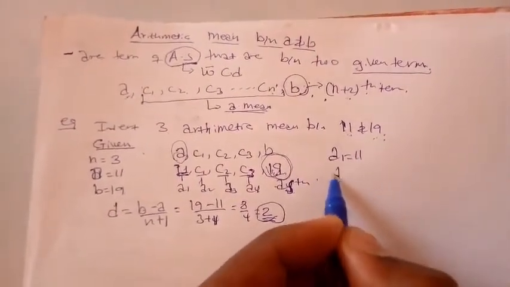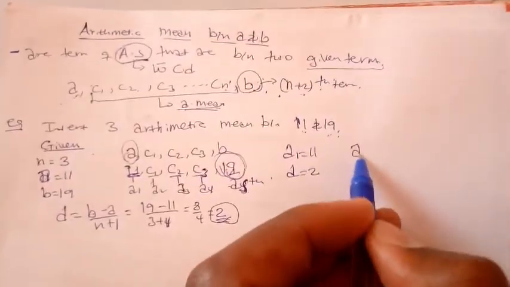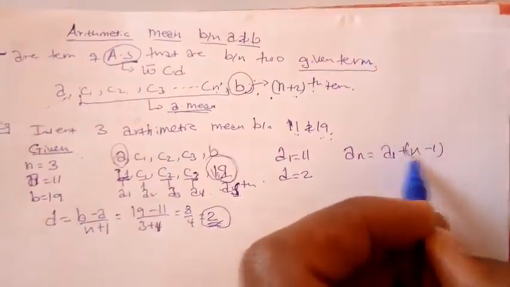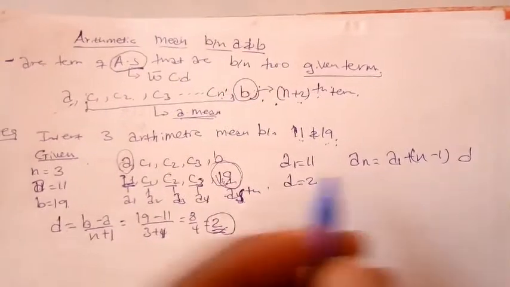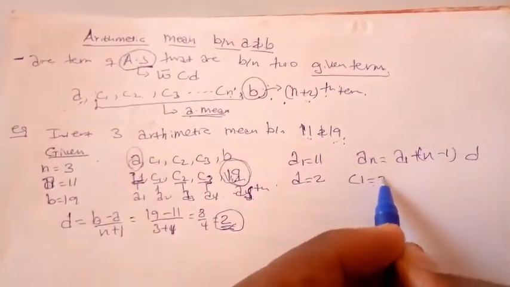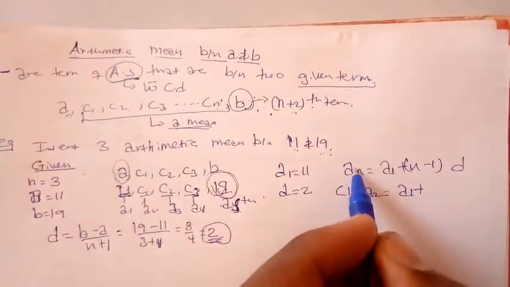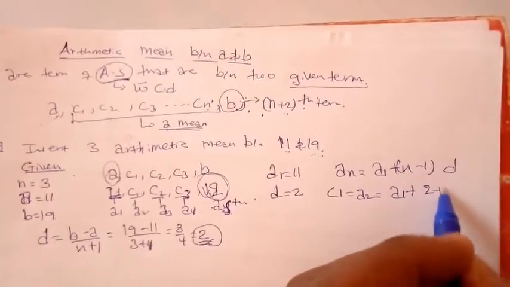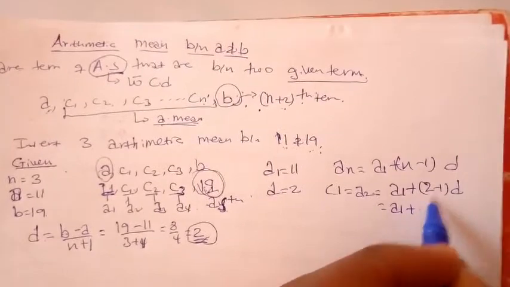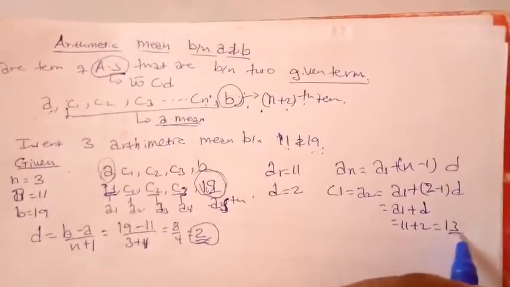Now the value of a1 is 11 and d is 2, and we have a general formula: an is equals to a1 plus n minus 1 the whole d. So to find a2, that means c1 is equals to a2, therefore a1 plus, in place of n we have 2, so 2 minus 1 times d. This means a1 plus 1 times d, that is 11 plus 2, 13.